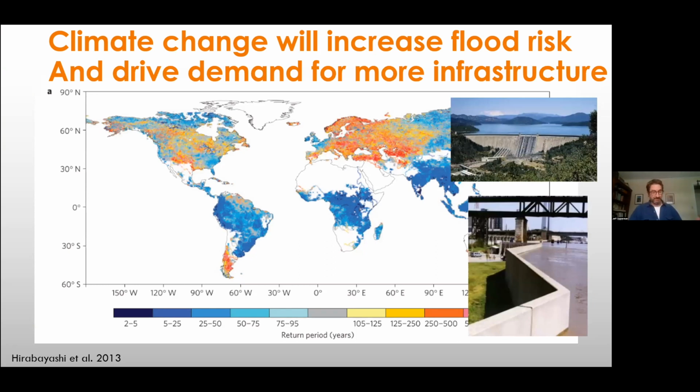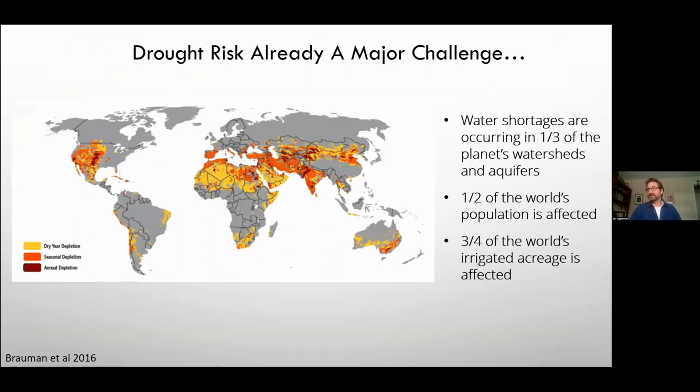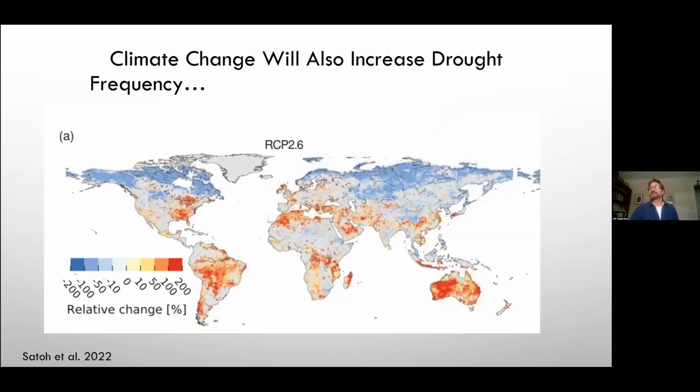More demand for dams and levees. Drought risk is already a major challenge. This is research from Kate Brauman that shows depletion at various time scales: dry year, seasonal, annual depletion. But these water shortages are already affecting about half the world's population and about 3/4 of the world's irrigated agriculture. And climate change is anticipated to increase the frequency of droughts.